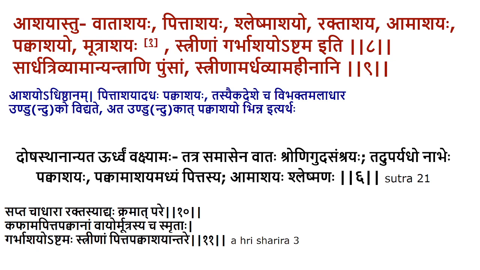Ashayaha. Ashayastu Vatashaya, Pittashaya, Shleshmashaya, Raktashaya, Amashaya, Pakvashaya, Mutrashaya, Striyah Garbhashayo Ashtama iti. So basically there are 7 ashayas, but the 8th ashaya is the Garbhashaya, which is present in women. Antra, the intestines, which are part of the Pakvashaya, according to Sushruta, have different dimensions in a male and a female. Of course, that's a matter of controversy whether it is true or not.